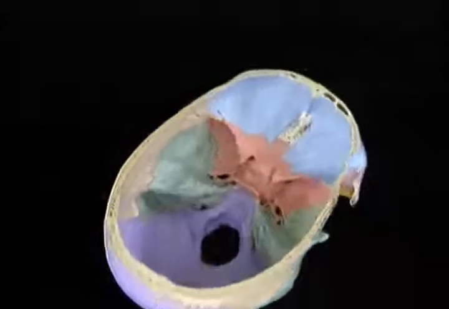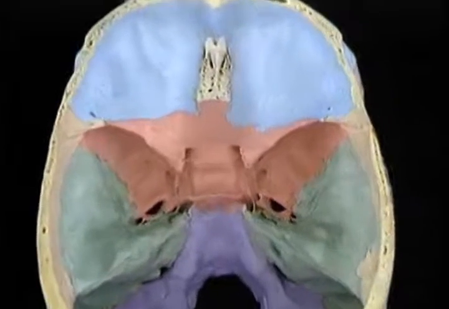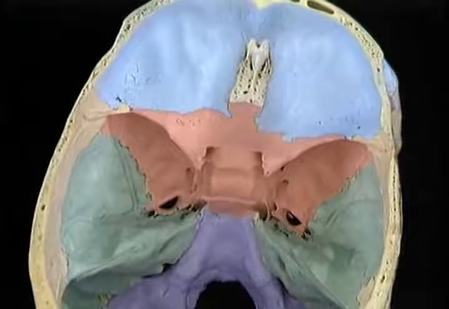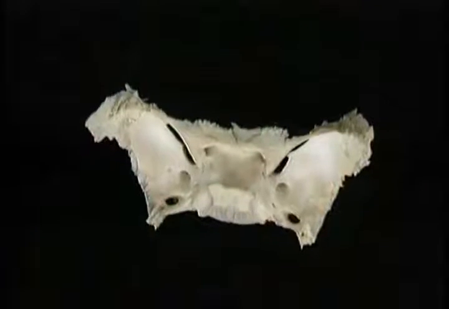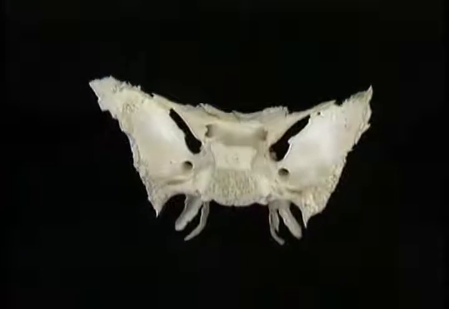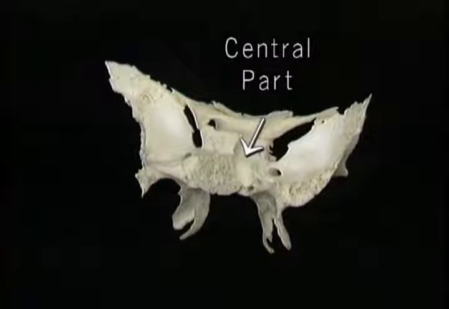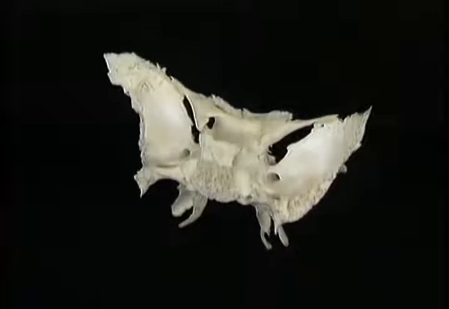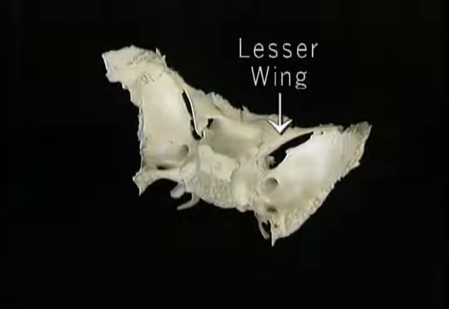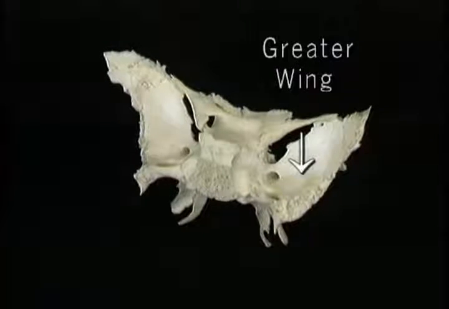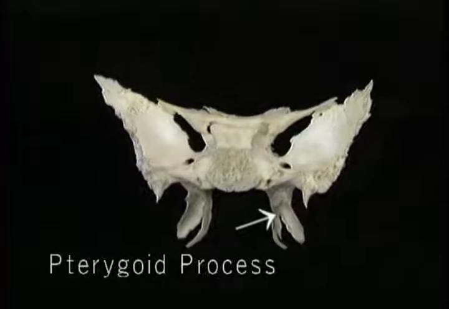also forms this large and complicated part of the floor of the cranium. Here's a sphenoid bone all by itself. The sphenoid bone has a central part, and on each side 3 major projections: the lesser wing, the greater wing, and the pterygoid process.